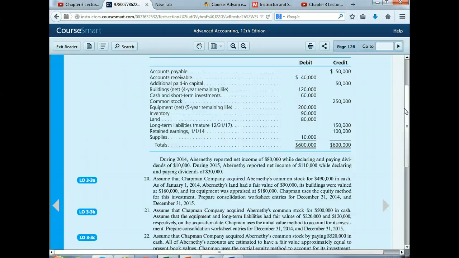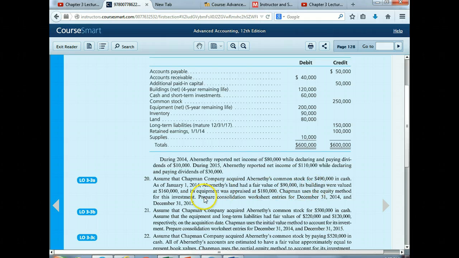$490,000 in cash. As of January 1st, Abernathy's land had a fair value of $90,000, yet it's showing on the books at $80,000. So that's an excess of $10,000. Its buildings were valued at $160,000, where we're showing on the books $120,000. So that's an extra $40,000. So right now we're at an excess of $50,000. Do you get what I'm saying? And its equipment was appraised at $180,000. It's under by $20,000. So that's a negative $20,000.